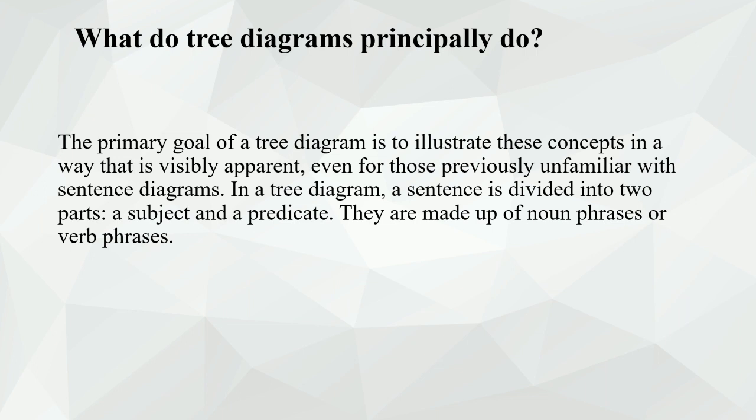In a tree diagram, a sentence is divided into 2 parts, a subject and a predicate. They are made up of noun phrases and verb phrases. As I said, sentence ولا tree diagram syntax كتكون منقسمه لنا ال NP اللي كيعني لنا subject و predicate اللي كيعني لنا ال VP ولا كنقولوا ايه verb phrase.